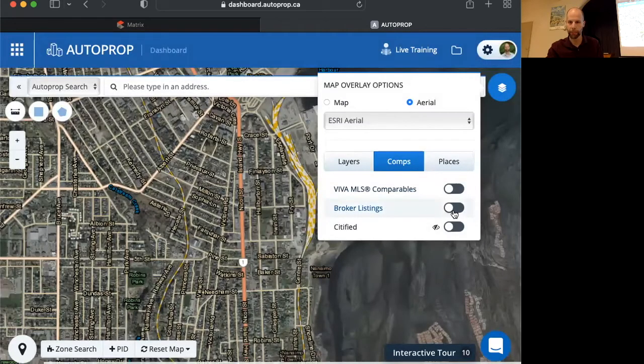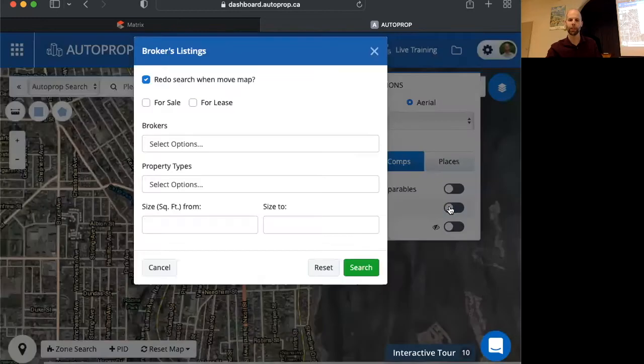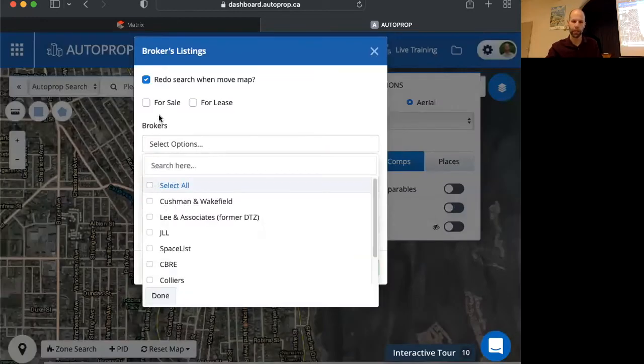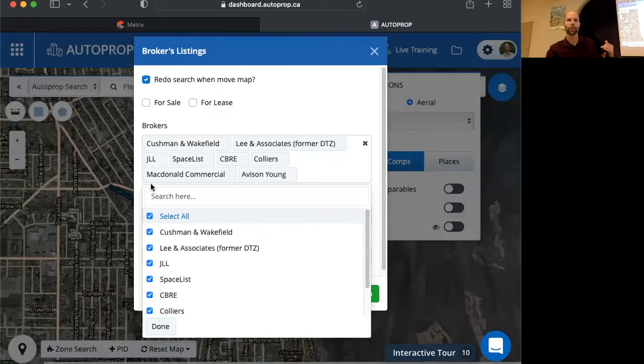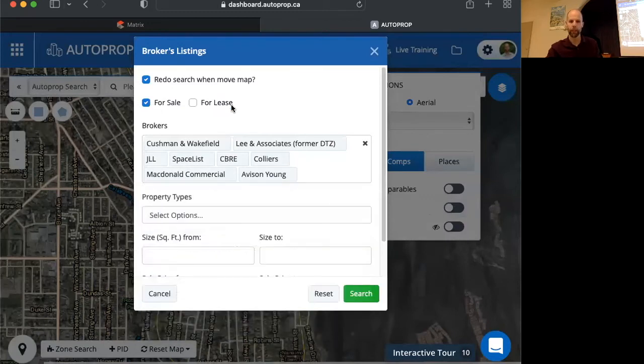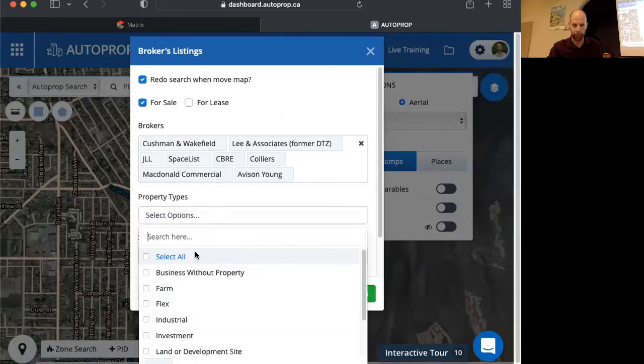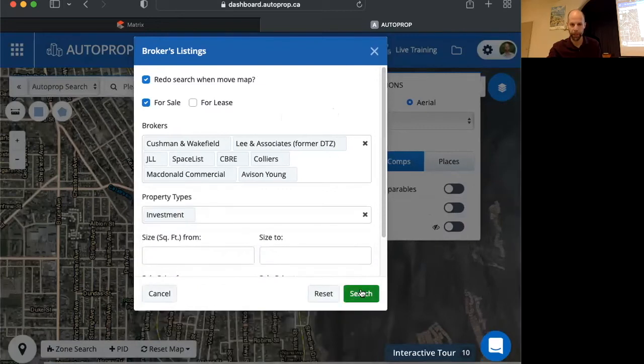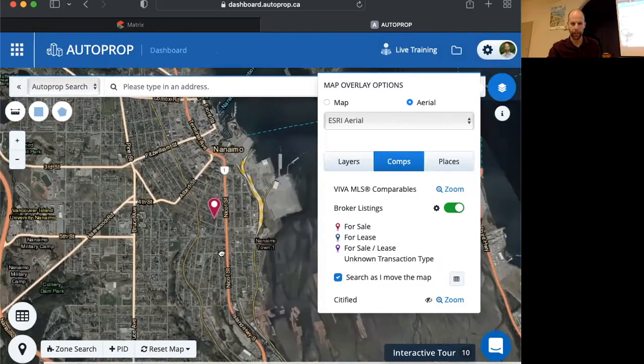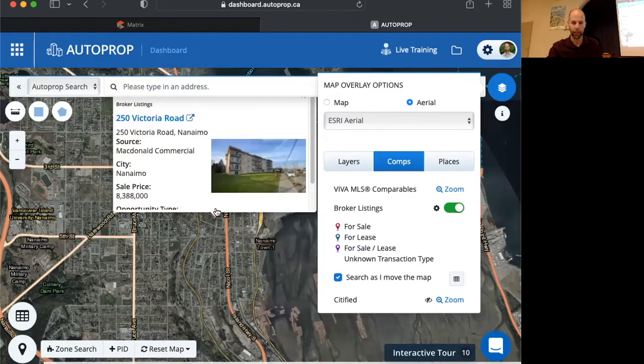Another interesting one is broker listings. So this isn't so common with residential, but quite often when it comes to commercial property, they won't necessarily be listed on MLS, but I can find them on here. So I want to look at investment properties, search, and then this is going to come up with stuff that you aren't necessarily going to find on MLS, but you can find on here. Oh, there you go. There we found one.